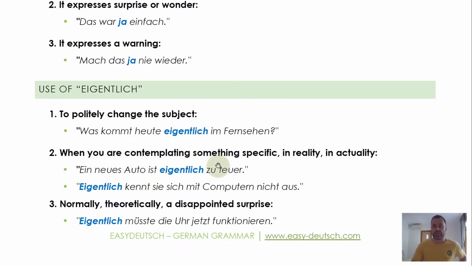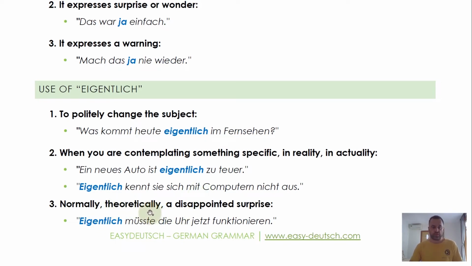When you're contemplating something specific in reality or in actuality, you use eigentlich too. Ein neues Auto ist eigentlich zu teuer. Sie kennt sich eigentlich mit Computern nicht aus. So we're saying here, well, a new car is technically too expensive. Or usually, technically, she doesn't know computers very well. So it shows that normally it's different to what we are just saying, but we're also not that sure about it. So we want to highlight here that, well, I knew it like that, but in this particular situation, it seems to be different.